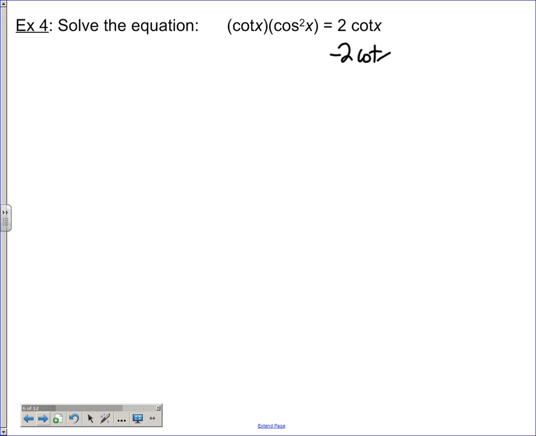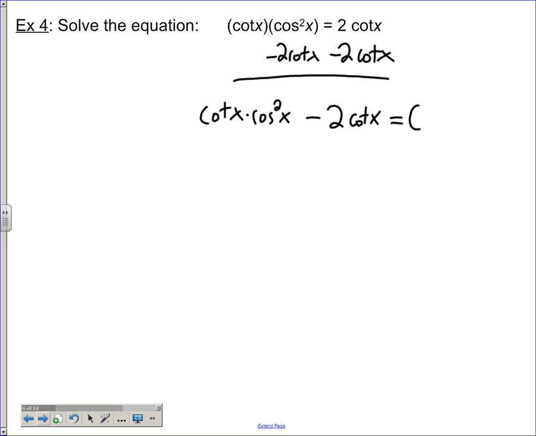So let's subtract 2 cotangent of x from both sides, and I get cotangent x times cosine squared x, and then minus 2 cotangent x equal to 0. Now I see I have a cotangent x in common, so I'm going to factor that out and collect what I'm left with. I'm left with cosine squared x, and I'm left with a minus 2.